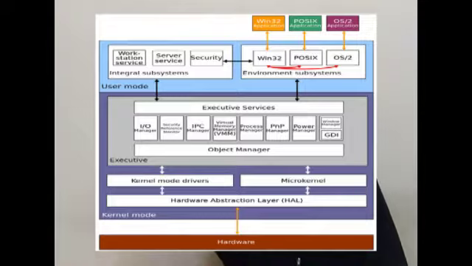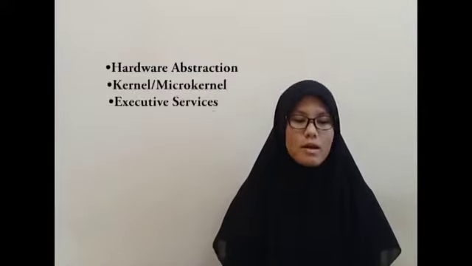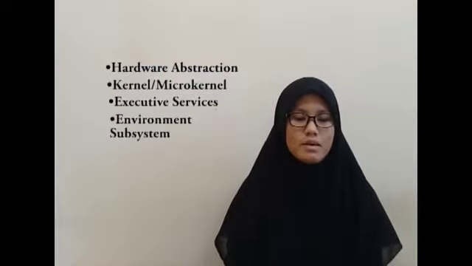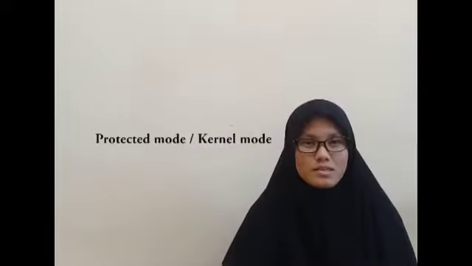This is the diagram of the architecture of Windows. This structure is known as a modular structure that is composed of several simple modules. The modules are hardware abstraction layer, kernel microkernel, executive service, environment subsystem, integral subsystem. Protected mode or kernel mode.